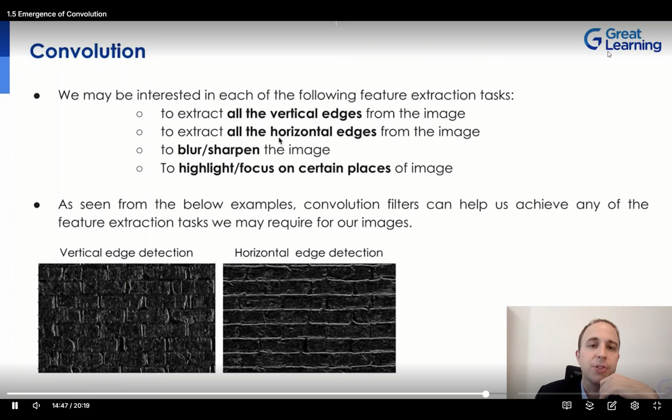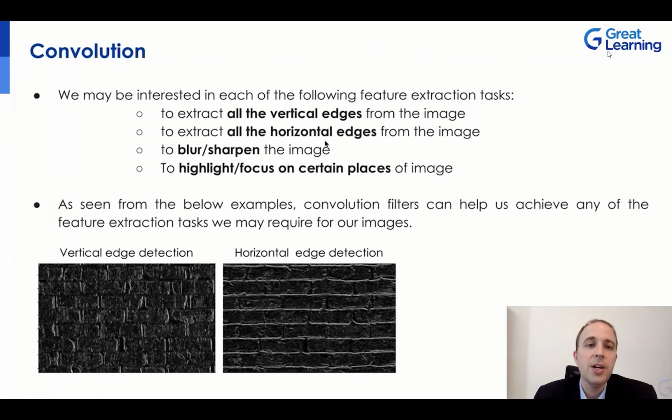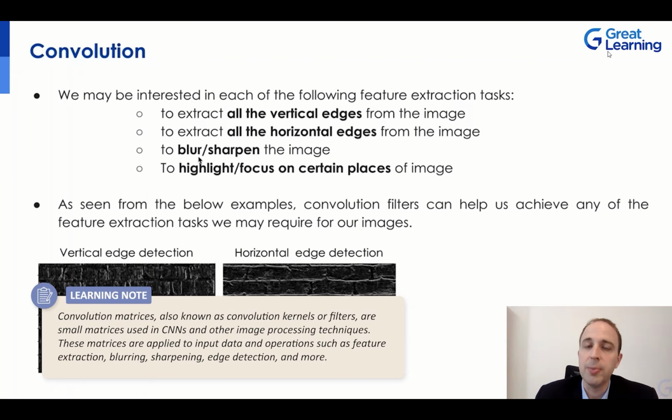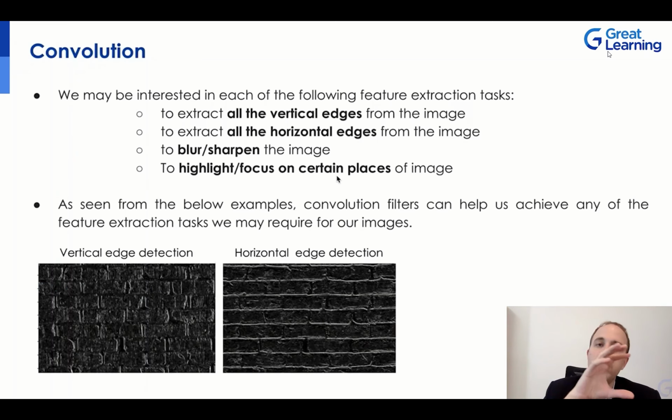A different convolution matrix gets the horizontal edges. But there are certain convolution matrices you can use to blur an image, or to reverse a blur, to sharpen an image, or to highlight or focus on certain parts of an image. Just by specifying a different matrix, when you multiply that matrix by the original image, you get these different results. And so these are the examples: vertical and horizontal edge detection. But there are many other low-level features that a convolution matrix can identify just by doing that special kind of multiplication.